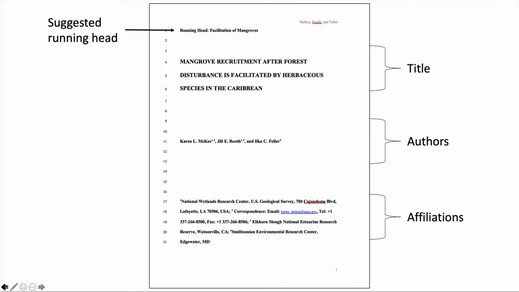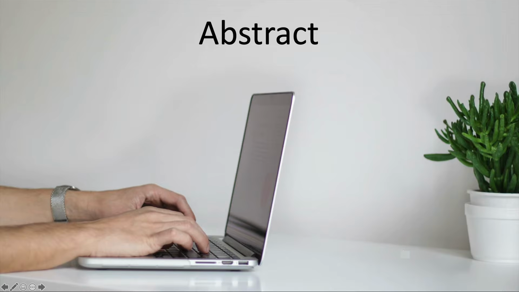In this example, we wrote a title that described the ecosystem we studied, where the study took place, and our main finding. Avoid titles that are too broad and do not convey what the study found. For more tips about how to write an effective title, see the link in the description.